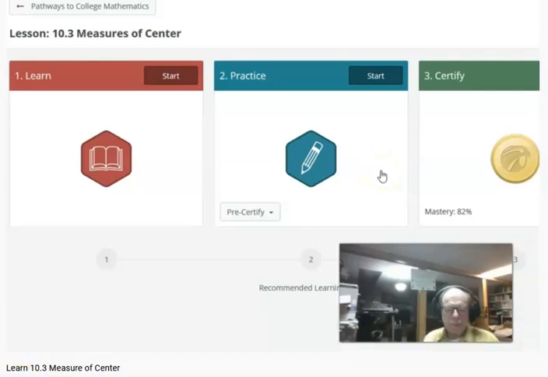Now, for a final word from our sponsor, as we go on to the last topic of our Math 1108 course, Section 3 of Chapter 10, Measures of Center.